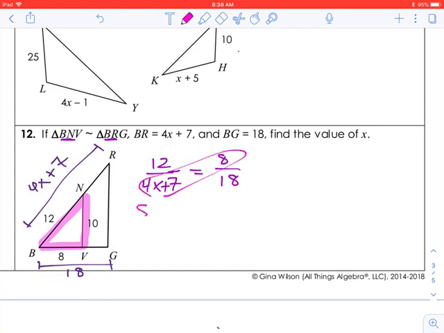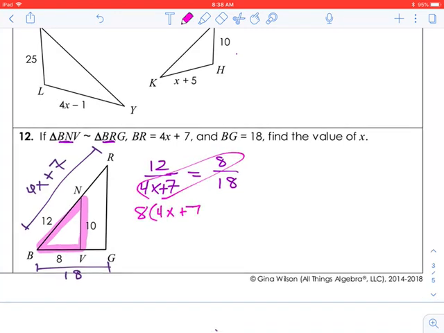So cross multiply. I'm going to use the parentheses this time. Before I didn't, but again, make sure we're distributing every time you do that. So 12 times 18 is 216. And so, distribute, that's 32x plus 56 equals 216.